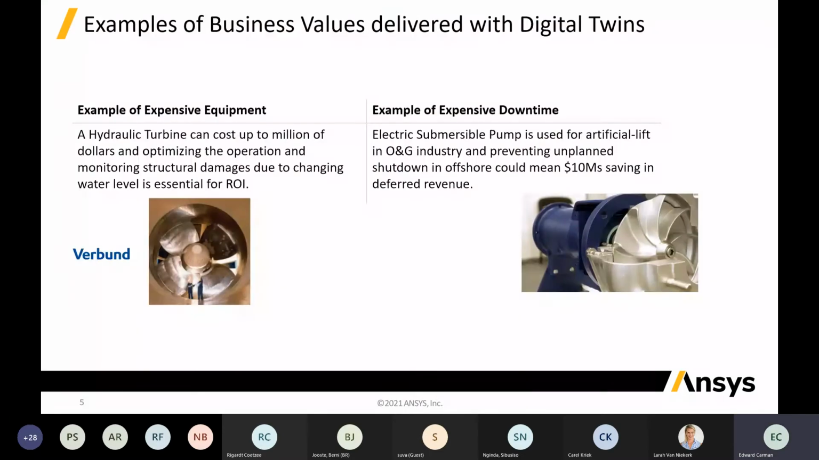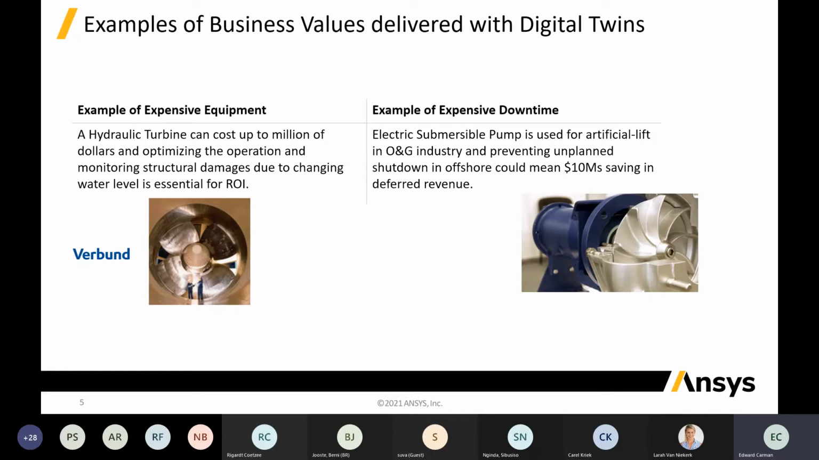The business case for a digital twin falls into two categories. This is where it's most successful. The first category is where we have single assets, but these are very expensive assets, very expensive equipment. An example is Verbund Hydro, which is a supplier of hydroelectric turbines into Germany and Europe. You can see one of these turbines, a very large asset, can cost millions of euros.